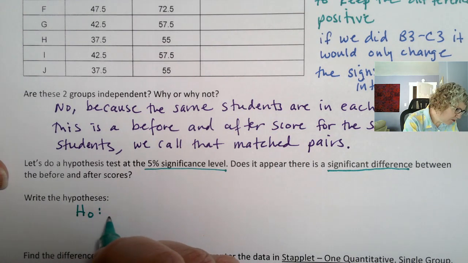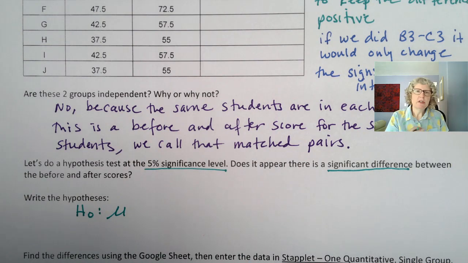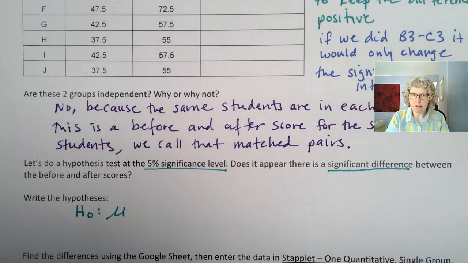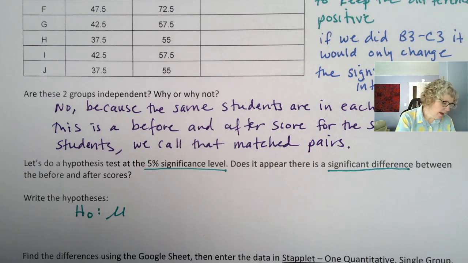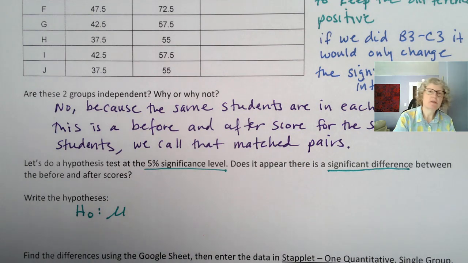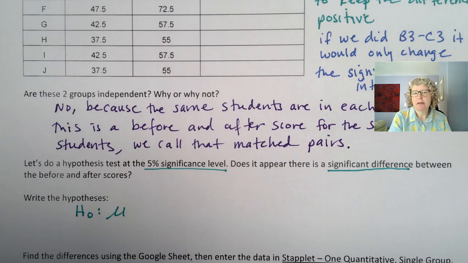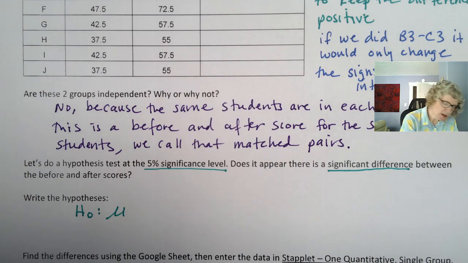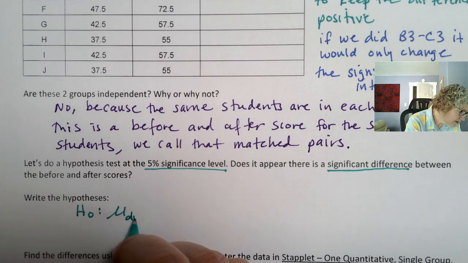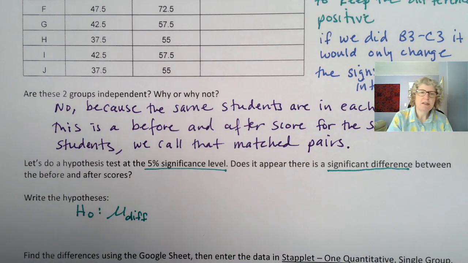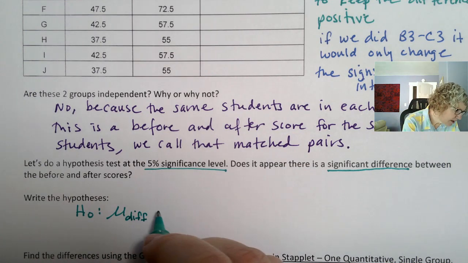The null will be mu. So we're going to treat this, because now we have a single list of numbers, right? We're going to treat this as a single mean. But some books will put a D or the word difference in there to indicate that it's not just a one variable thing, it's a difference of two things. So I'm going to write mu diff. So we'll put diff on there, but we're going to treat it the same.